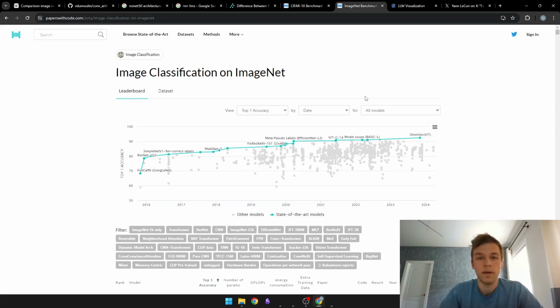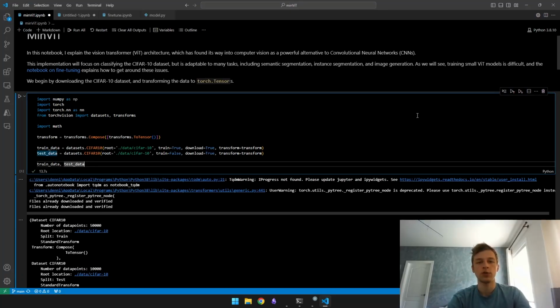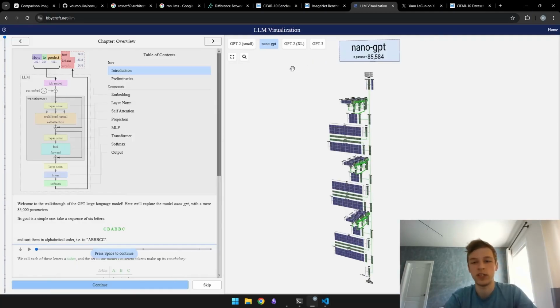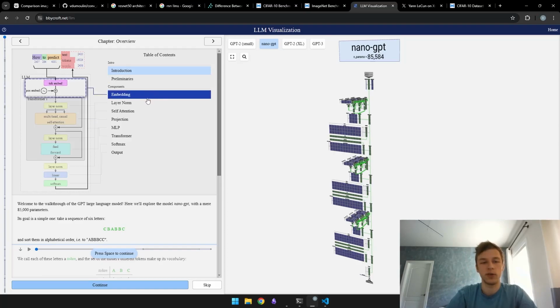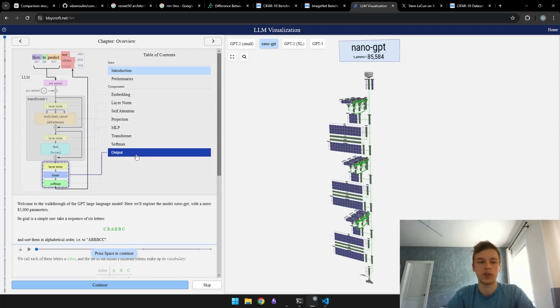So today I'd like to talk about vision transformers, and at the end, I will further talk about the differences between convolutional neural networks and vision transformers. For this video, I'll be assuming some background knowledge on how the transformer architecture works. If you don't have that background knowledge, I highly recommend watching Andrej Karpathy's video on building GPT and also looking at this LLM visualization. I found it very helpful. It goes through the entire architecture for decoder only language modeling tasks.